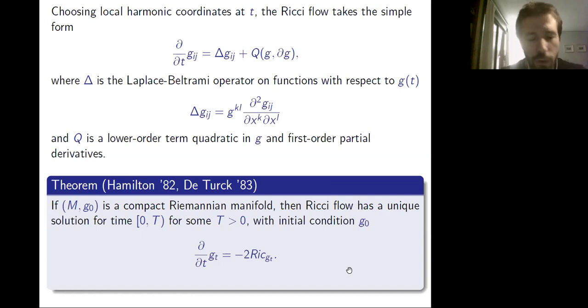Okay, so at least we can start flowing a given metric, and if our flow is good, it's going to converge to some nice geometry. So what is the effect of Ricci flow on the metric, on the form, or on the shape of our manifold?